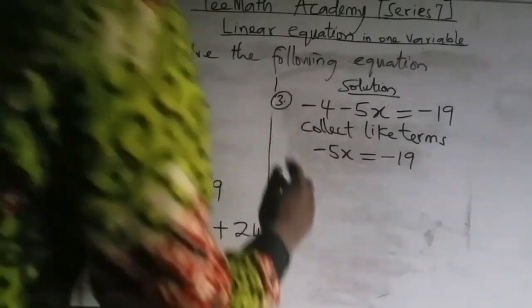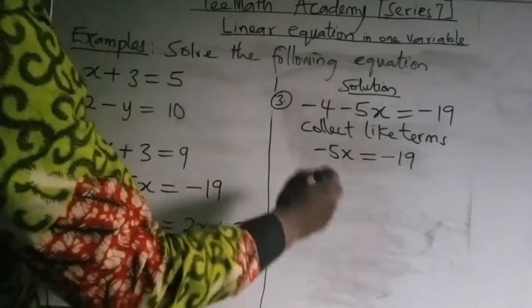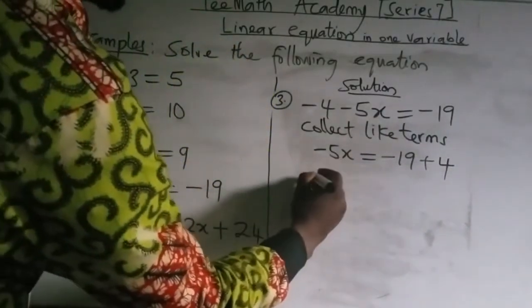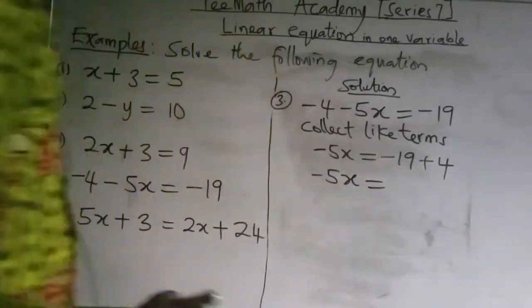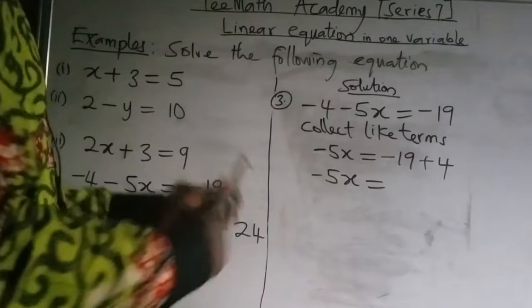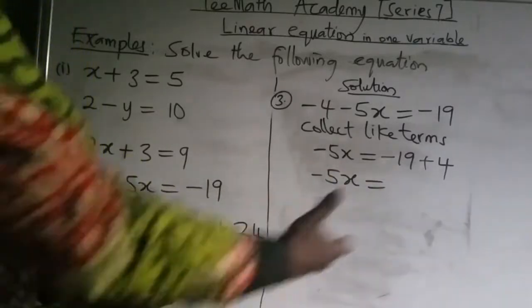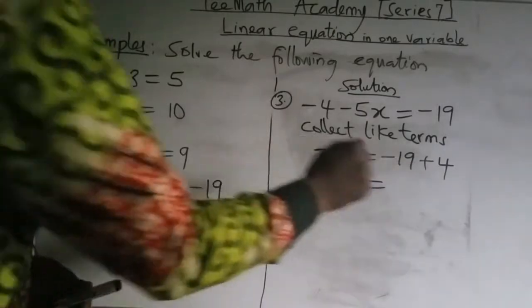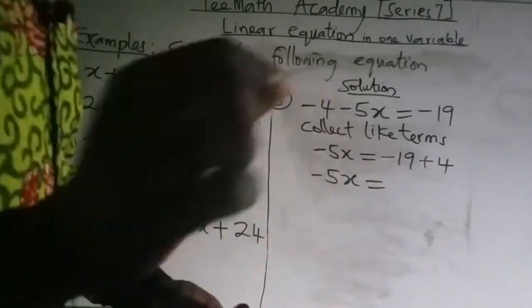Okay, so minus 19, this minus 4 is moving, crossing the equality sign, it becomes plus 4. So this one remains minus 5x is equal to, now, minus 19 plus 4. We have done this in series 3. You can go back there and check all these things. That's why we treat all those series 1, 2, 3, 4, 5 to really give you the foundation in mathematics, so that when we get to this kind of question now, you should know what to do.